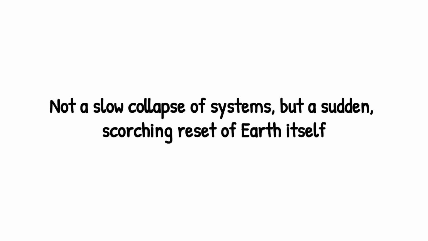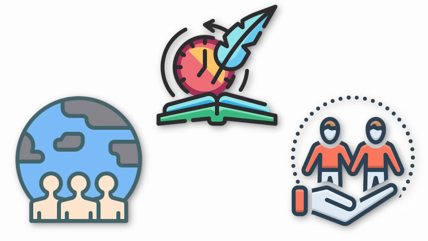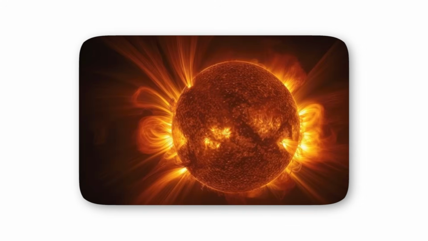Not a slow collapse of systems, but a sudden, scorching reset of Earth itself. Civilization, history, and even the memory of humankind would vanish in a flash of solar fury. Now, the good news, this level remains theoretical, almost certainly beyond the sun's capacity. But the very idea is a reminder of just how fragile our planet is beneath the power of its star.